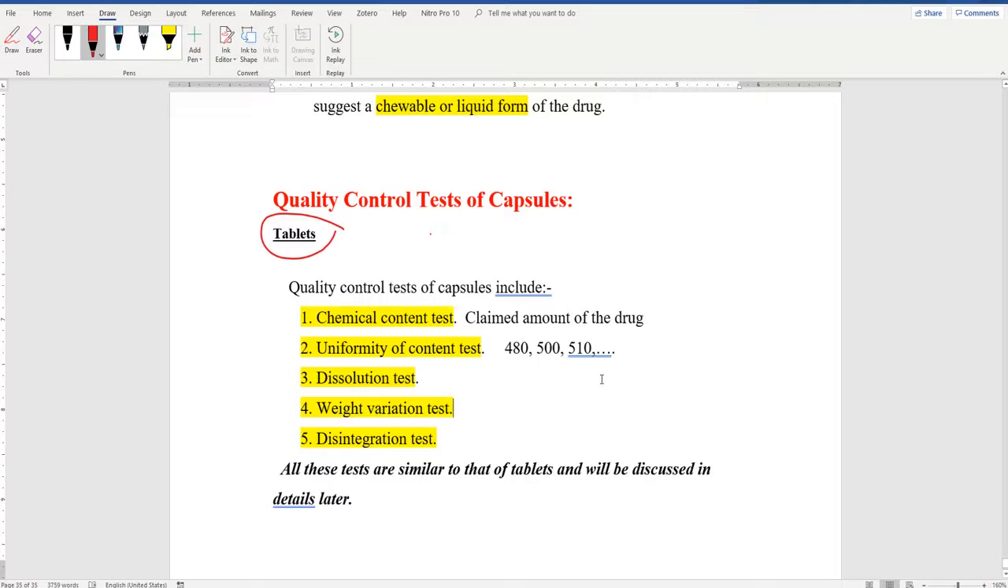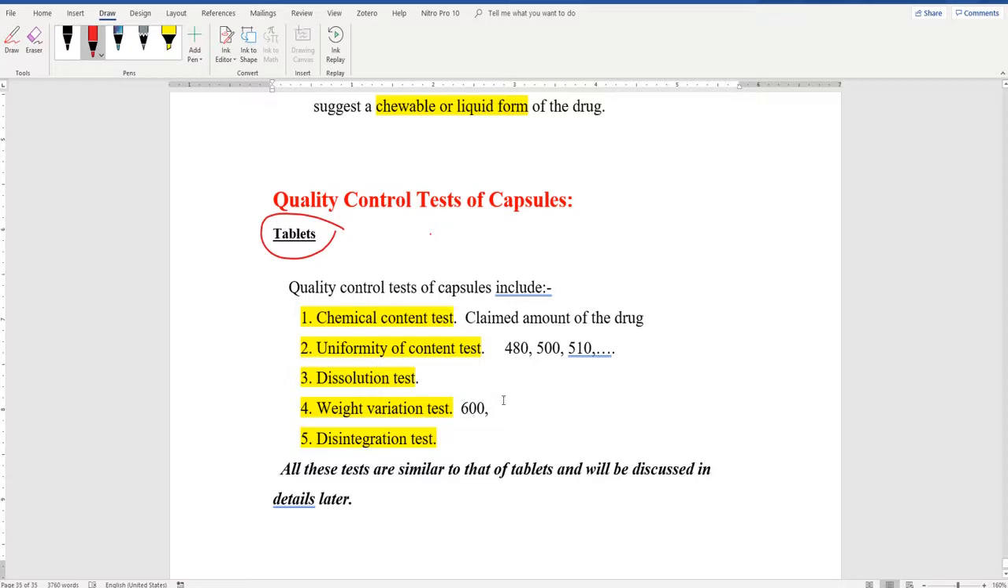بالweight variation test, it's very similar to uniformity of content test, but here we are testing how much drug is inside, صح? So we are analyzing the chemical constituent. This is only the drug. بالweight variation, you are looking at the weight. For example, the first capsule contains 600 milligram of the formulation, not the drug. This is a physical test. This is a physical test. This is a chemical test.